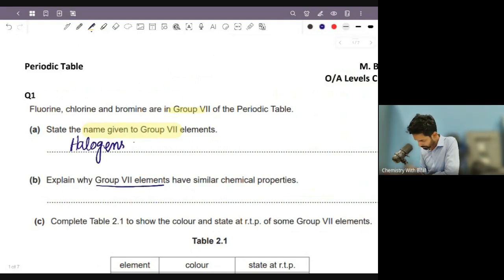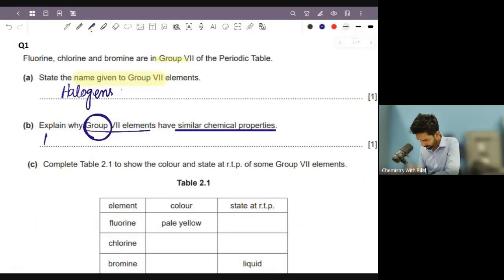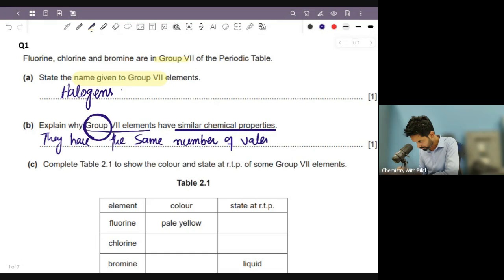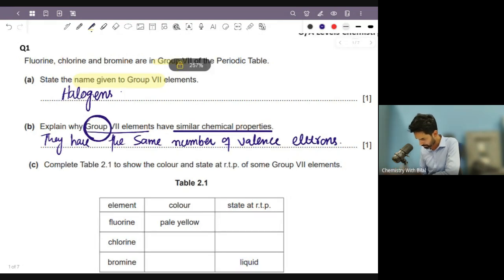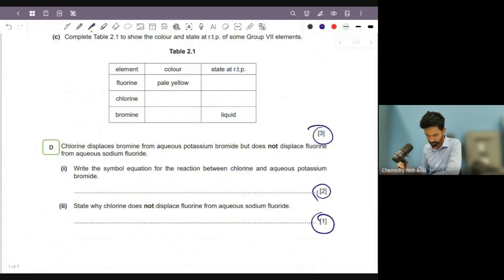Why do group 7 elements have similar chemical properties? This is not about group 7. Why do the elements in the same group show similar chemical properties? I mean, we did this trillion times in this session. Why do they show similar chemical properties? Valence electrons. They have the same number of valence electrons, right? So chemical properties depend on the number of valence electrons. They have the same. Fill the box and answer this 3-mark question afterwards.